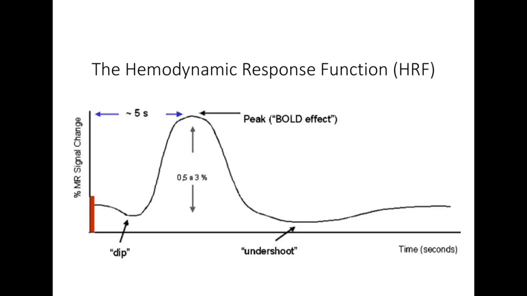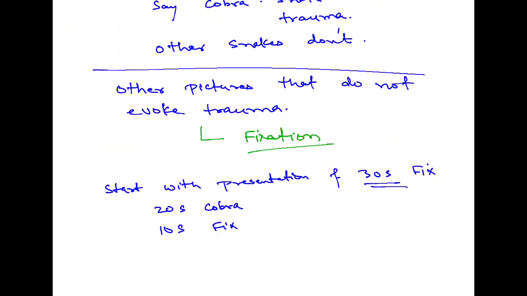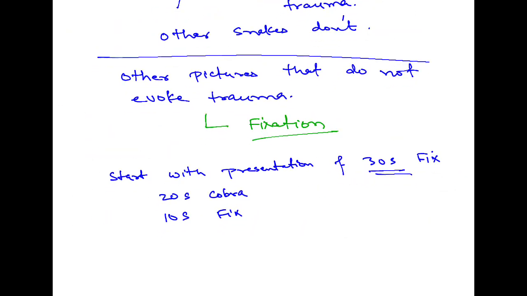So maybe 10 seconds is a good number, right? Maybe 20 seconds is a good number. But certainly not less than 5 seconds, because then this can get confusing, because of the hemodynamic response delay. Okay? So we start with the 30-second fixation, then 20-second cobra.